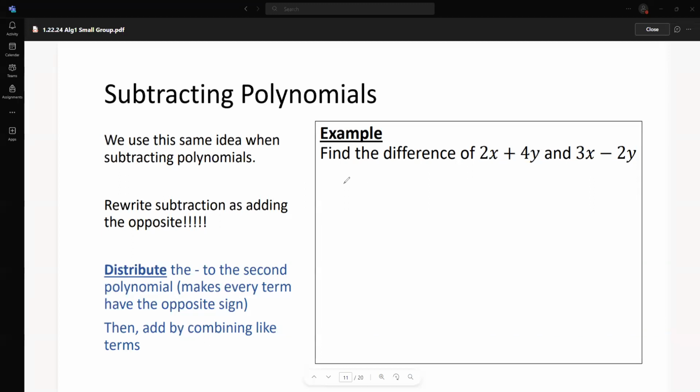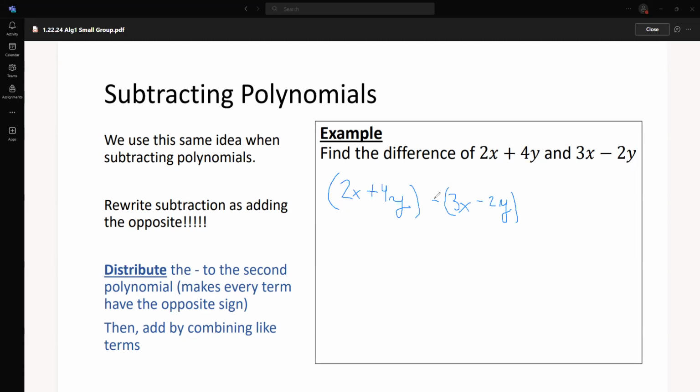So we have 2x plus 4y minus 3x minus 2y. The steps for this are really, really simple, actually, because you won't be subtracting anything. I know, very surprising. You won't be subtracting anything. Instead, what you'll be doing is adding.